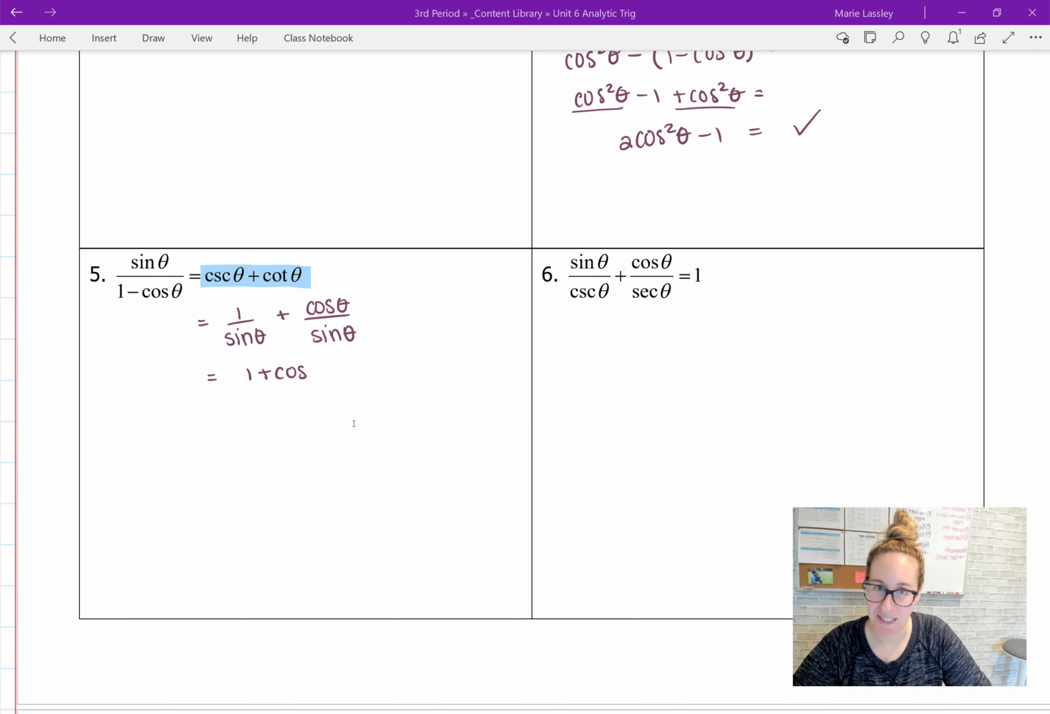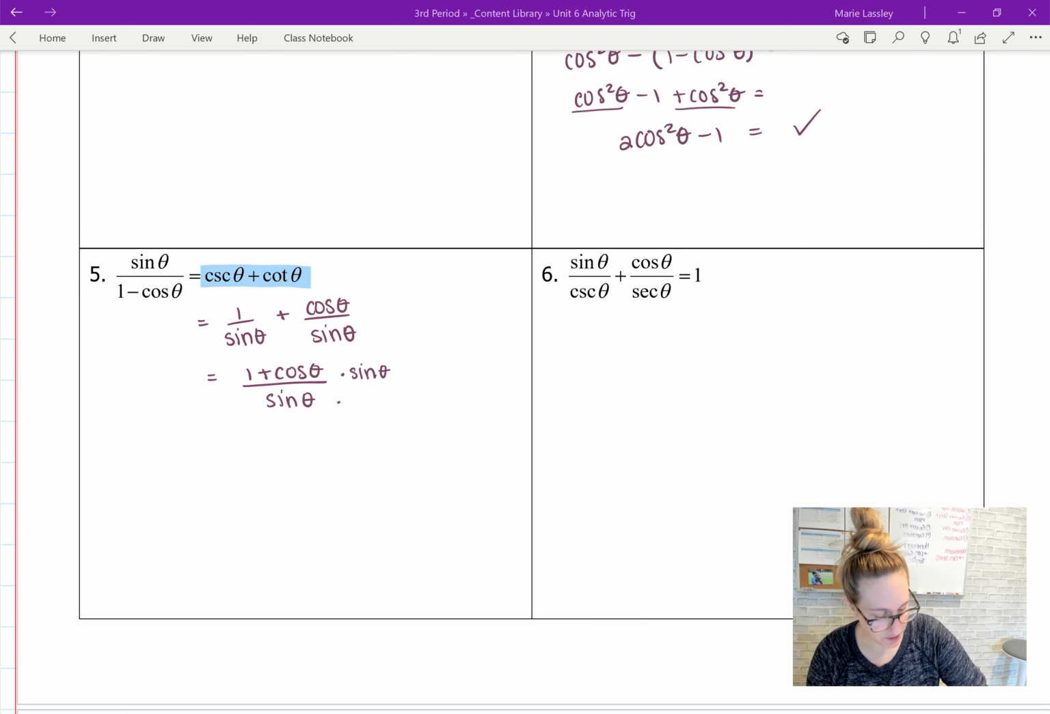Give me a second. Miss Lossley is stumped on this one. Well, the thing that I want to do is get the sine in the top. To get sine in the top of my fraction, that means I have to multiply top and bottom by sine, and that will get me a sine in my numerator. Now, is that going to be the best method? I don't know yet, but I'm going to try it. So I'm going to multiply top and bottom of my fraction by sine theta.